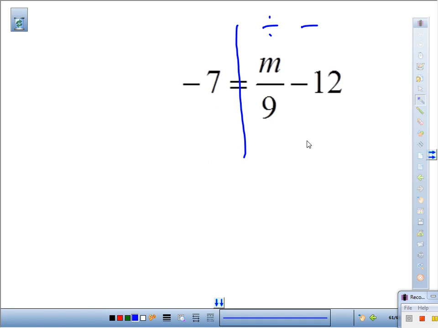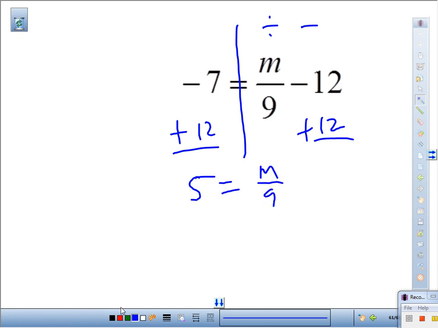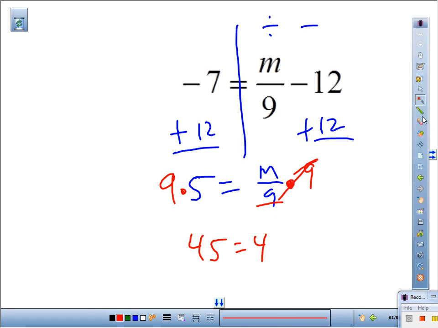So what is the opposite? Add 12, add 12. That leaves us with 5 equals m over 9. Now the 9 is dividing, so what is the opposite? Multiply times 9, so this is 45 equals m, because this becomes a giant 1. Hands up, have you got that? Okay, we got this, yes?